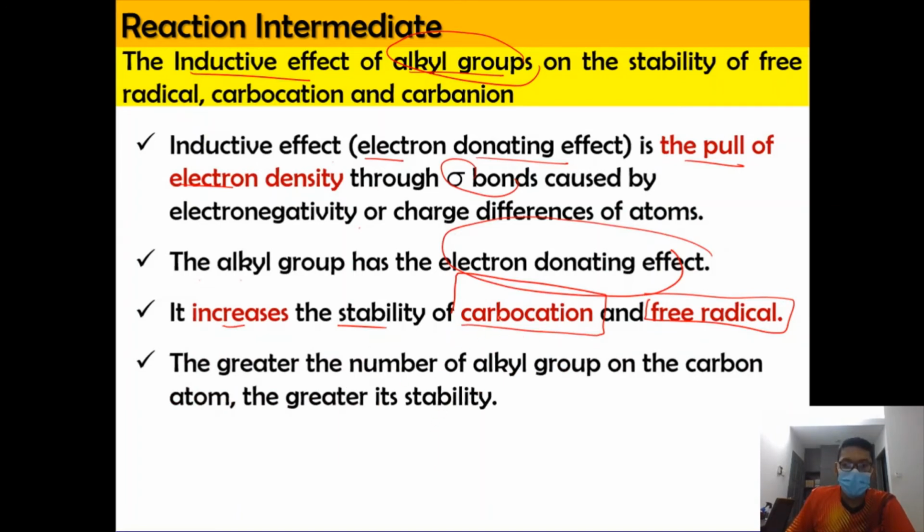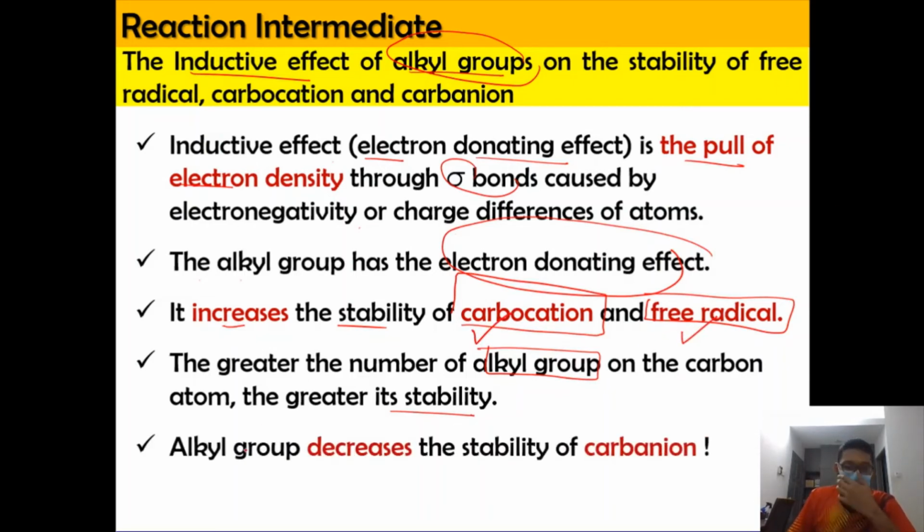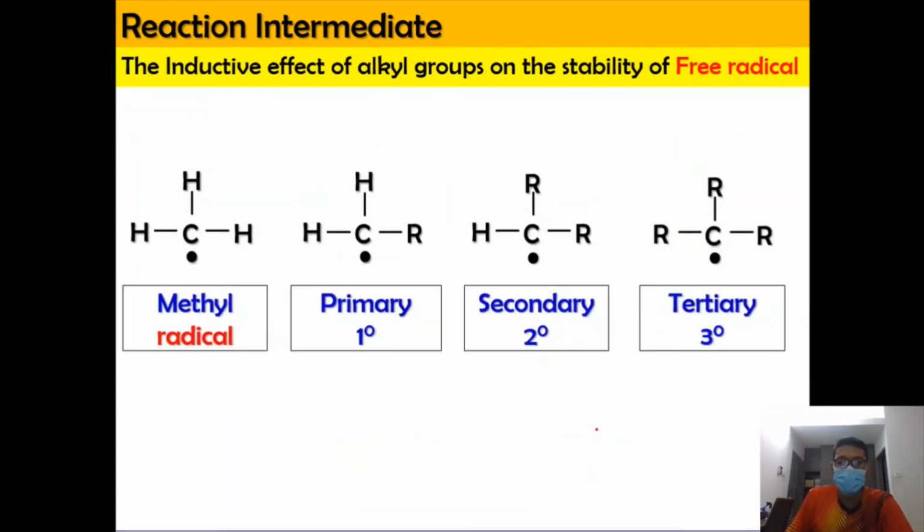okay, so the higher the number of the alkyl groups, for example, the primary, secondary, and tertiary, the tertiary will have more alkyl groups, right? So it will increase the stability of both the carbocation and the free radical. However, the alkyl group will decrease the stability of the carbanion.